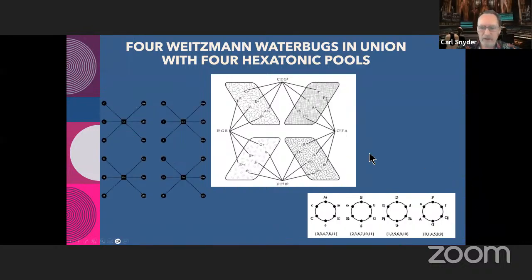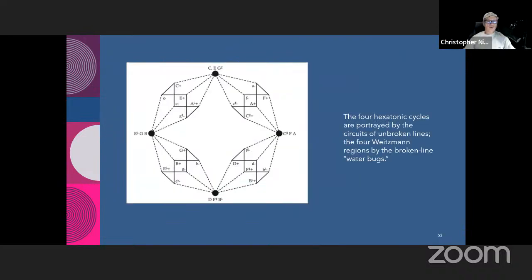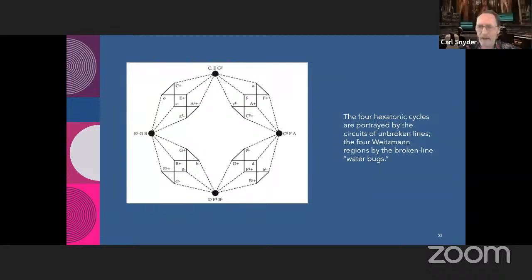All right, so now we can see all the arrays that we're talking about here. Here's the hexatonics, here's the Weitzmann regions, and here's a visualization of connecting them all together. So this is going somewhere, believe it or not. The four hexatonic cycles are portrayed by the circuits of unbroken lines. The four Weitzmann regions by the broken line water bugs swimming in those pools.